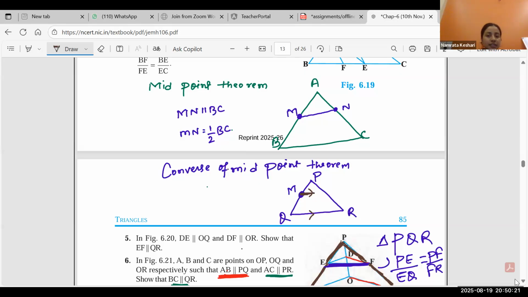Now the converse says that the third side is also going to get bisected by this line. Okay, converse of the theorem says that, just a second.